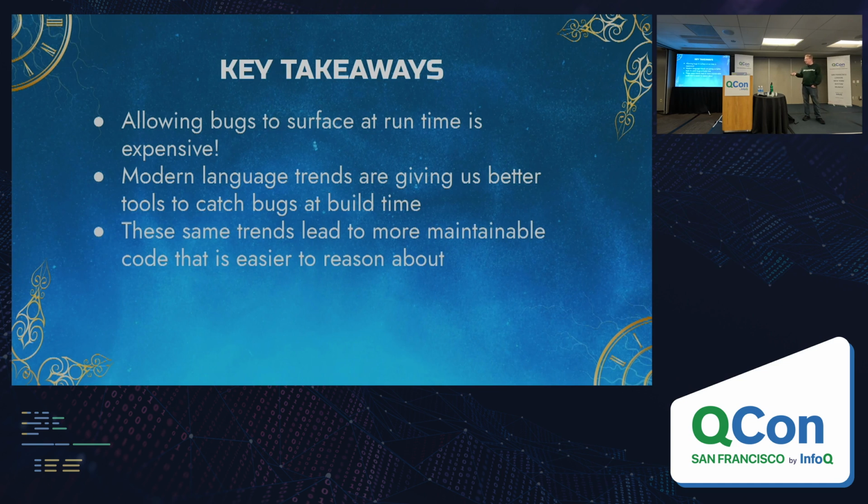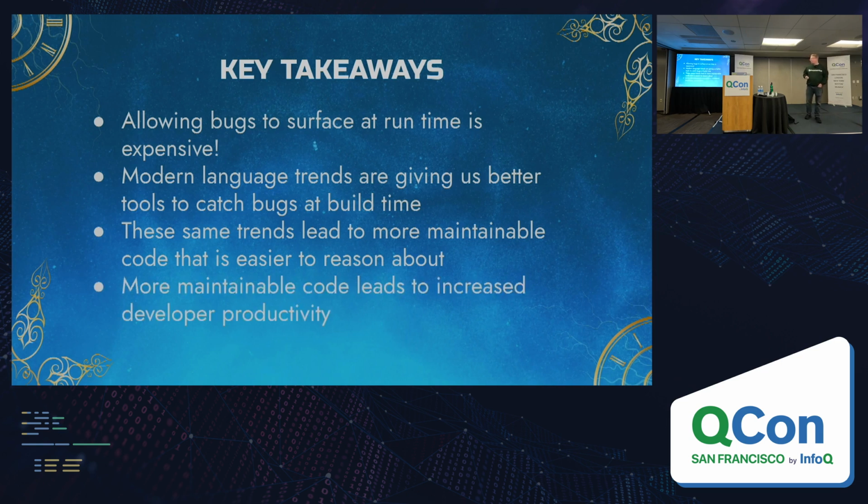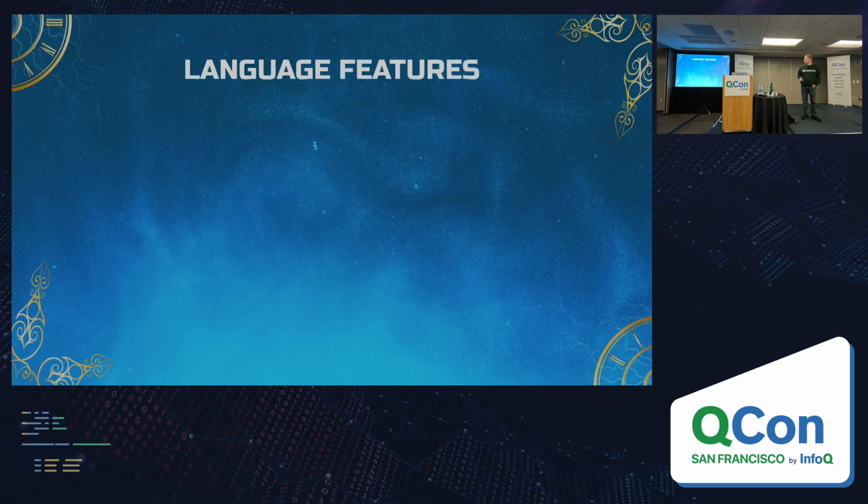These same trends, I think, have this nice side benefit that they make the code more maintainable and easy to reason about anyway, so it's like a double win. More maintainable code obviously leads to increased developer productivity. It makes it easier for your teammates, present and future, to understand your code base and feel confident about making changes to it. And what we're really trying to do here is find places where we can avoid relying on good intentions to solve problems.